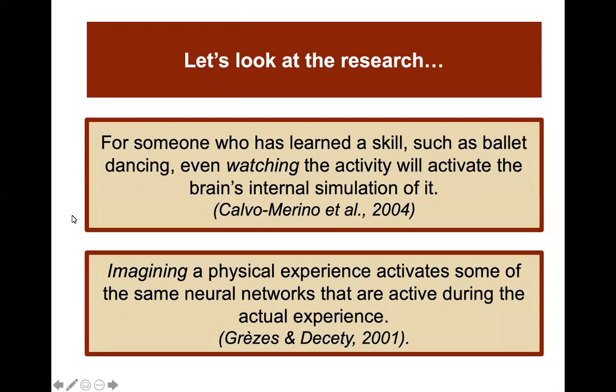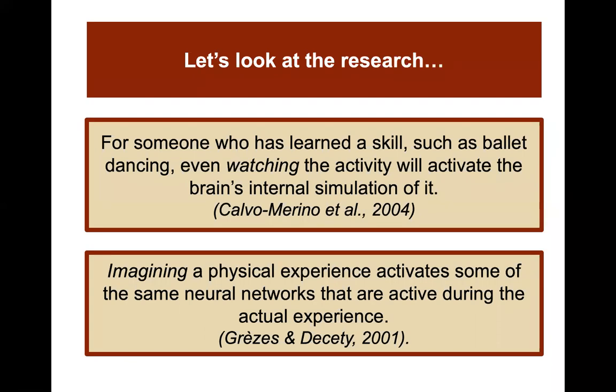For someone who has learned a skill such as ballet dancing, even watching the activity will actually activate the brain's internal simulation of it. Imagining a physical experience activates some of the same neural networks that are active during the actual experience, which is fascinating, right? I've been reading more about some professional athletes, Olympic athletes actually, as well, who utilize this imagery as a way to actually practice when they're unable to do so, right? Just keep doing it over and over again.